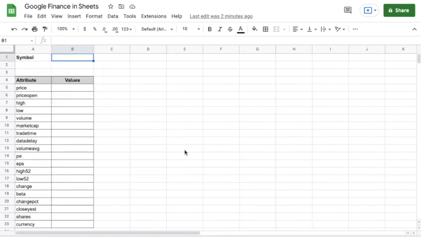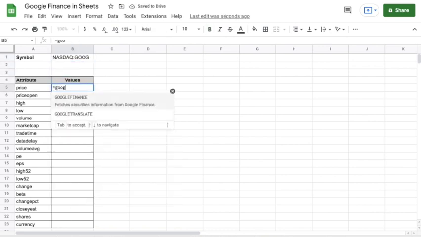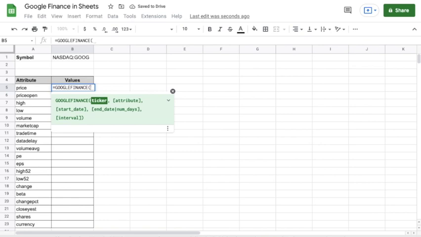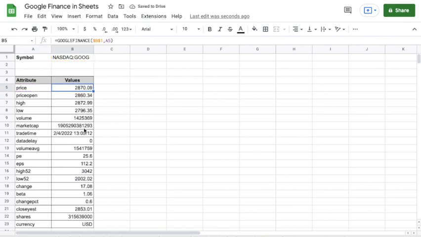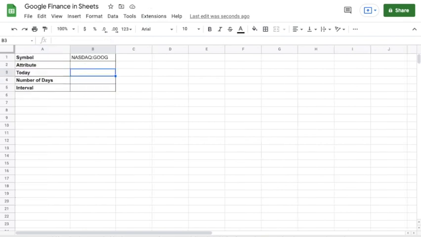So now let us try to understand the real-time stock price data. For that, we'll take the sample of Google and we'll use the Google Finance function. The ticker is NASDAQ GOOG and the attribute which we want to find is the price. And I'll fill the rest of the attributes.